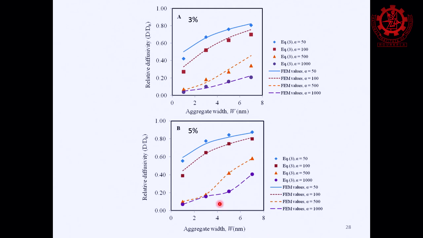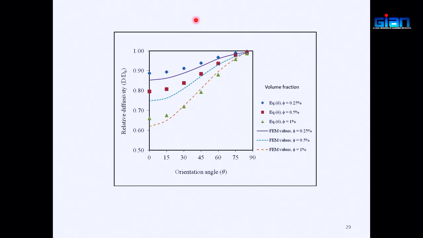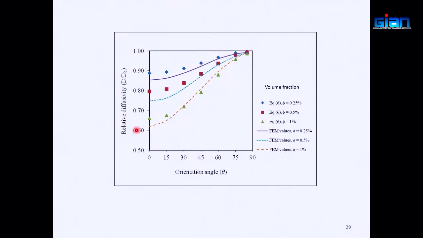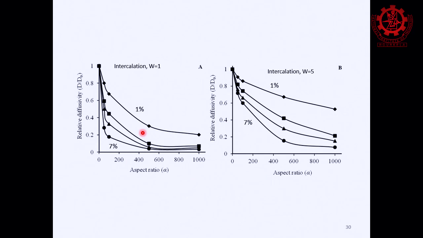So this figure is for 3% platelet, and this figure is for the 5% platelet. And 3 and 5% means the 3% volume of the nanoparticles compared to the polymeric structure. And this is showing the effect of the angle. So if you have 90 degrees, meaning this is parallel to the diffusion, then you will have absolutely no advantage. But if you have 0 degrees, which means your platelets are horizontal, then you would have a significant reduction in diffusivity.